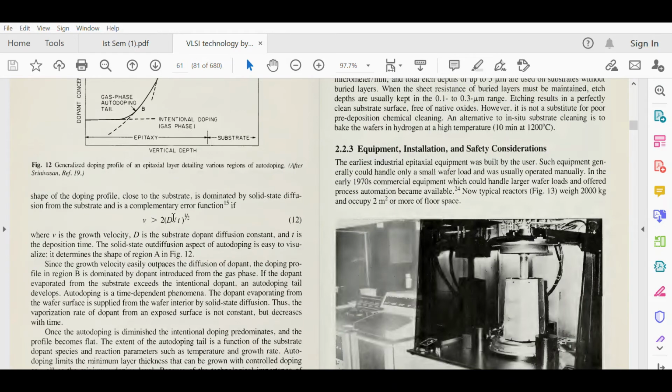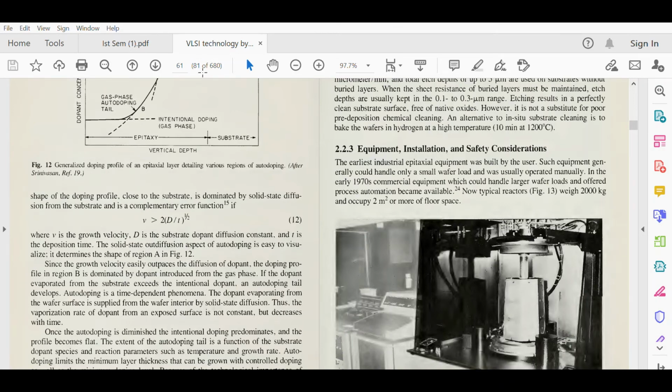Here you can say if time is greater, then you will find the deposition velocity on the lower side, and if the velocity is higher, then the time is lower. So in short time, the velocity of the deposition is higher, or the growth is higher. So the solid state out diffusion aspect of auto doping is easy to visualize. It determines the shape of region A.